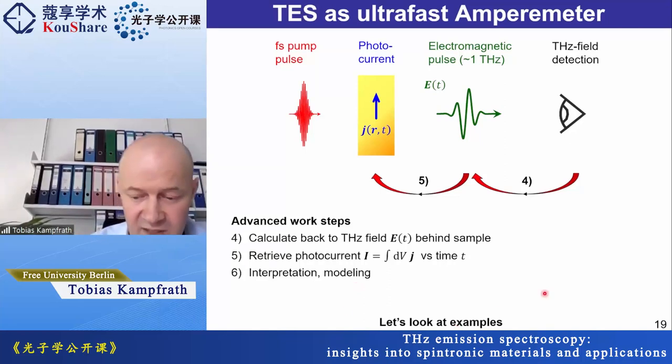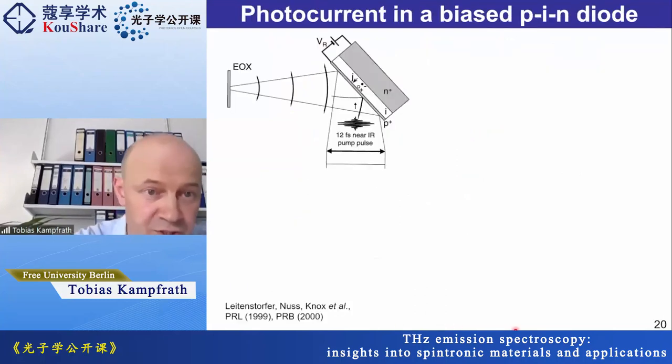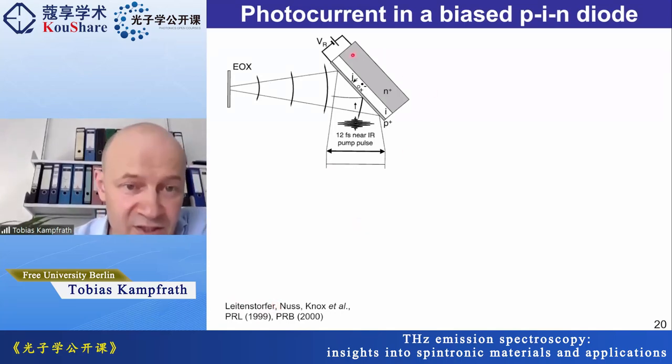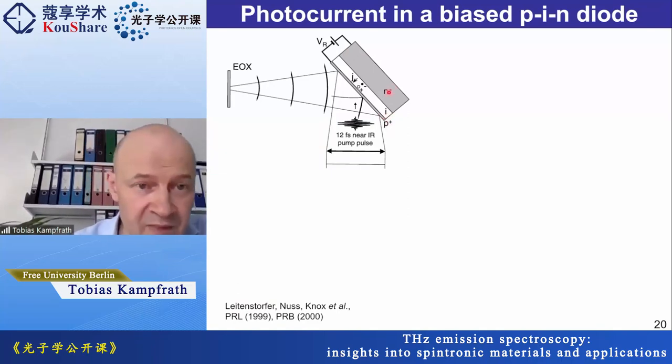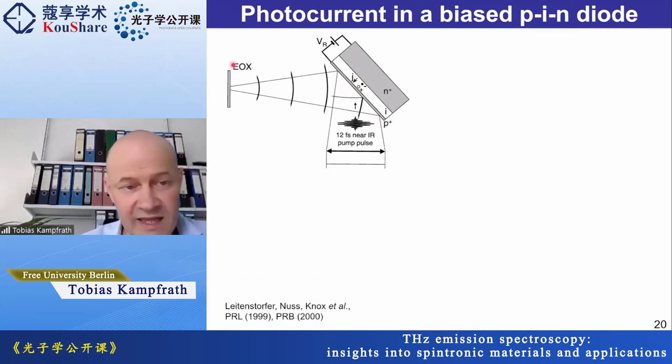So now let's look at two examples of these advanced work steps of terahertz emission spectroscopy. And the first example is a classic one, more than 20 years old, but it aged very well. It's by Alfred Leitenstorfer. So what did Alfred do? Well, he took a PIN semiconductor heterostructure, biased it with a voltage. So he applied a voltage between the P layer and the N layer, and then excited the whole thing with a femtosecond laser pulse. Then a photocurrent was flowing out of the plane of the system and emitting terahertz radiation that he was then detecting here by electro-optic sampling.